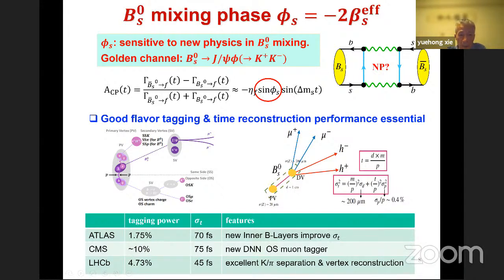LHCb has excellent time resolution and reasonable tagging power, thanks to the excellent K-pi separation and vertex reconstruction. ATLAS benefits from the new inner B layer, which improves their time resolution from 100 femtoseconds to 70. And CMS recently developed a deep learning-based neural net for the muon tag, which improves the tagging power from a few percent to 10%. However, CMS only triggers on very high momentum muons. Therefore, the overall performance of ATLAS and CMS is more or less the same.